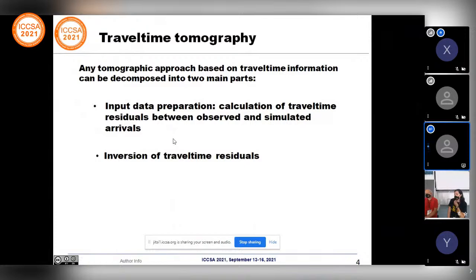Any travel time tomographic approach based on travel time information can be decomposed into two main parts. The first part is preparation of the input data, which means calculation of travel time residuals between observed and simulated seismic arrivals. The second step is inversion of the travel time residuals. The main contribution of this work is concentrated in the first part.